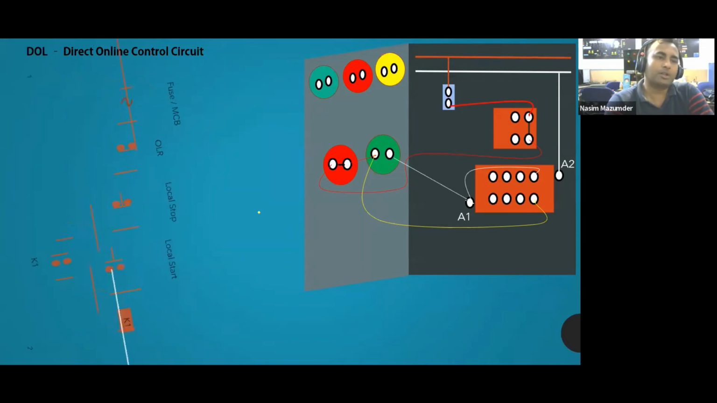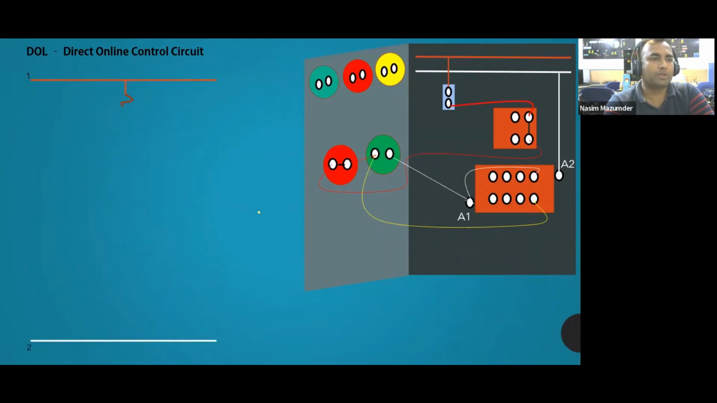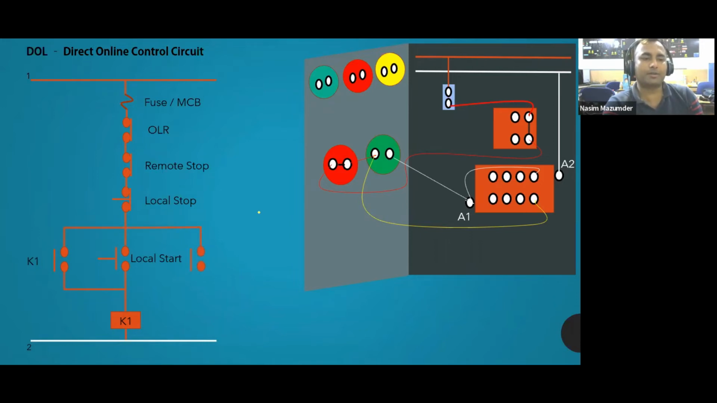Okay, now we modify this circuit. The same way, the fuse will be there, the overload relay will be there. Then we will connect a remote stop. Then there will be the local stop, same. Now the local start and the coil and the holding. Now we want to start it from remote, is that it? So I can give a remote start contact parallel to the local start. So this is the P2P for this particular thing.